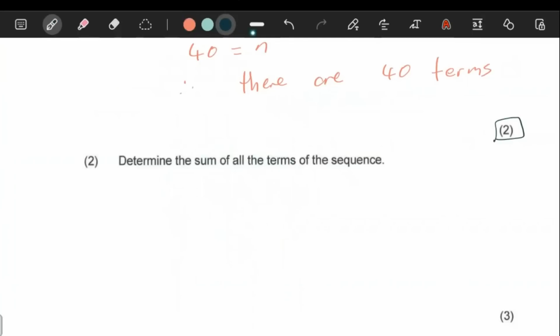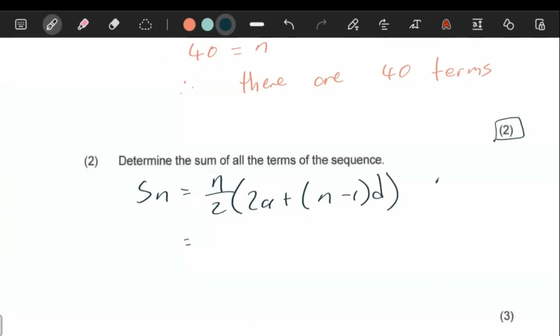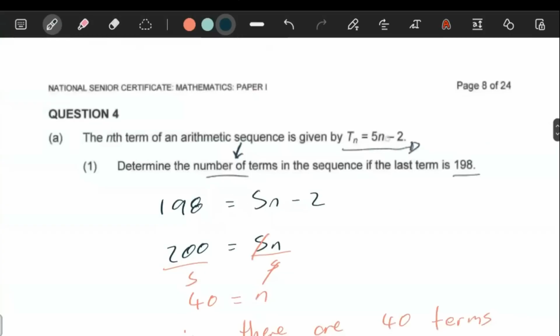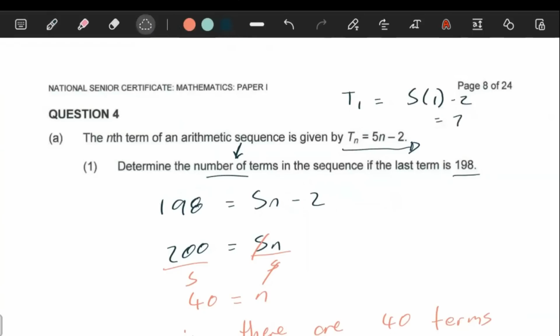Question 2 says, determine the sum of all the terms of the sequence. You're just going to use your Sn formula. It's an arithmetic sequence, so this is the formula you use. It's on your formula sheet. Keep in mind that the number of terms is 40. Your first term, you can get from your general term. T1 is going to be equal to 5 times 1 minus 2, which is just a 7.